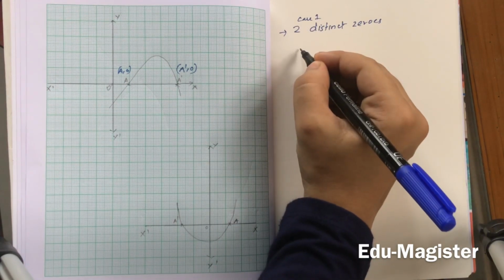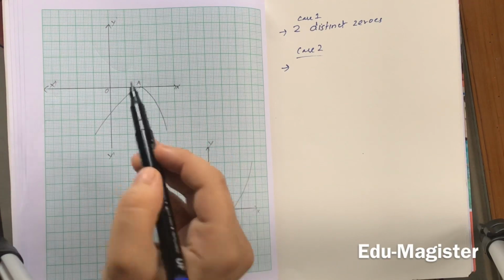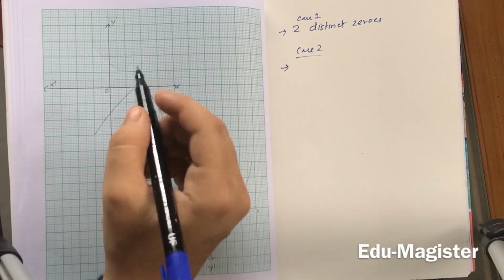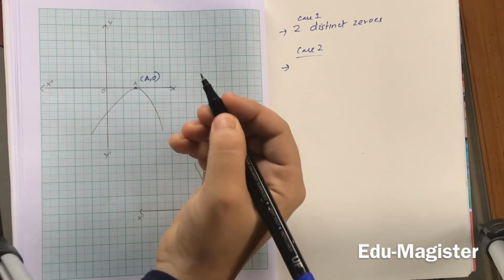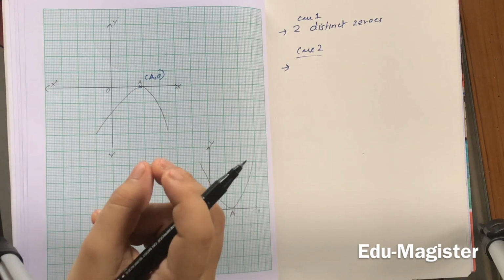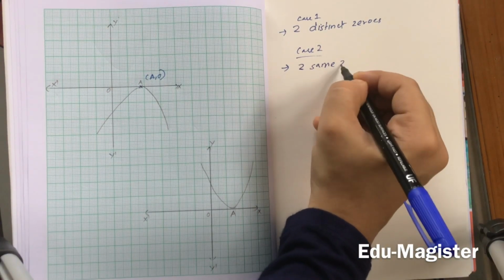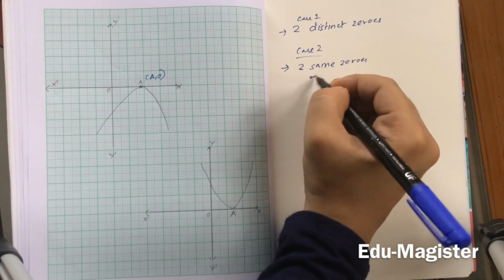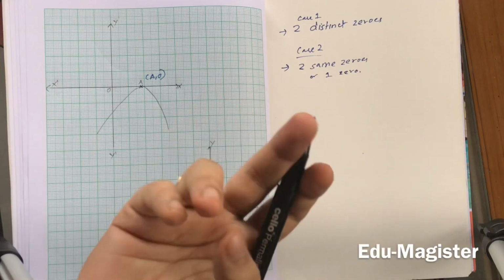Now, let's look at the case 2. In this case, the parabola intersects the x-axis only at 1 point, right? A, 0. That means here also only at 1 point. That means the 2 points have become 1. That means they will have 2 same zeros or just 1 zero, right? 2 same zeros mean it is just one value, right?